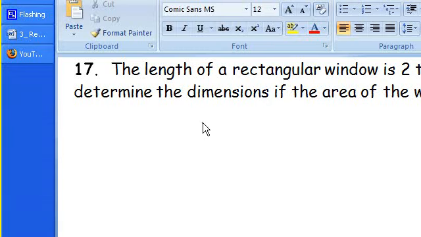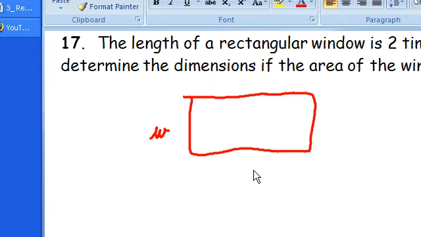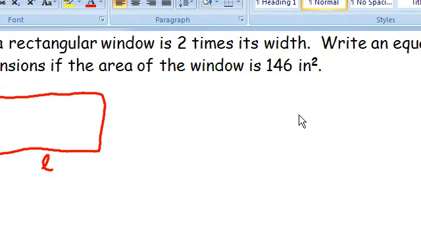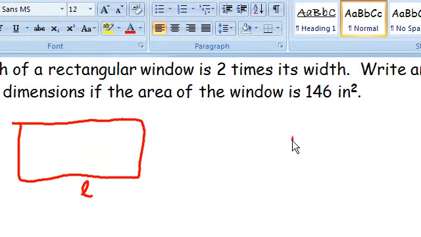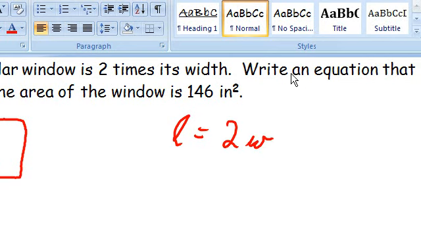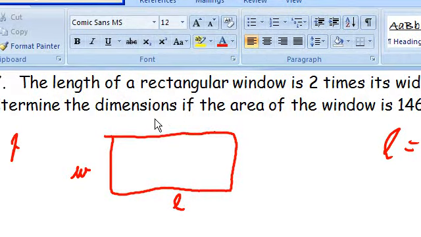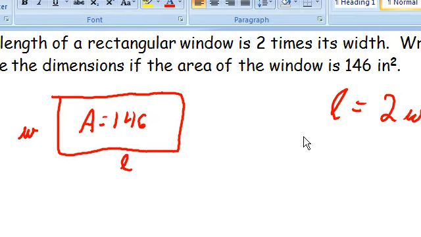The length of a rectangular window is 2 times its width. So here's the width, here's the length. We know that the length is 2 times the width. Write an equation that will determine the dimensions if the area equals 146 inches.